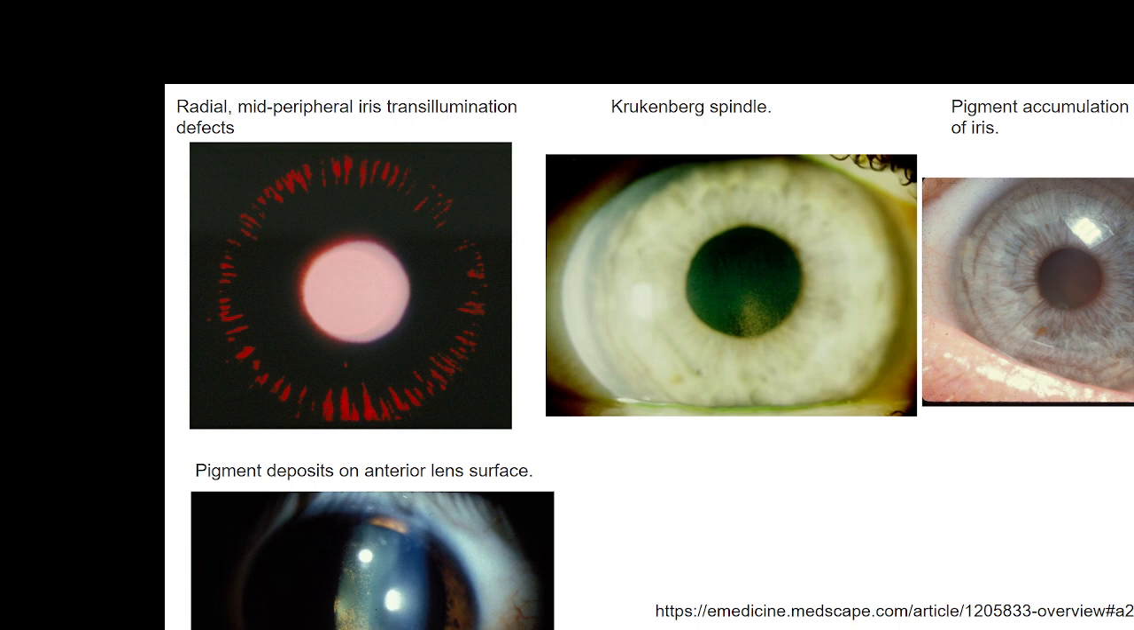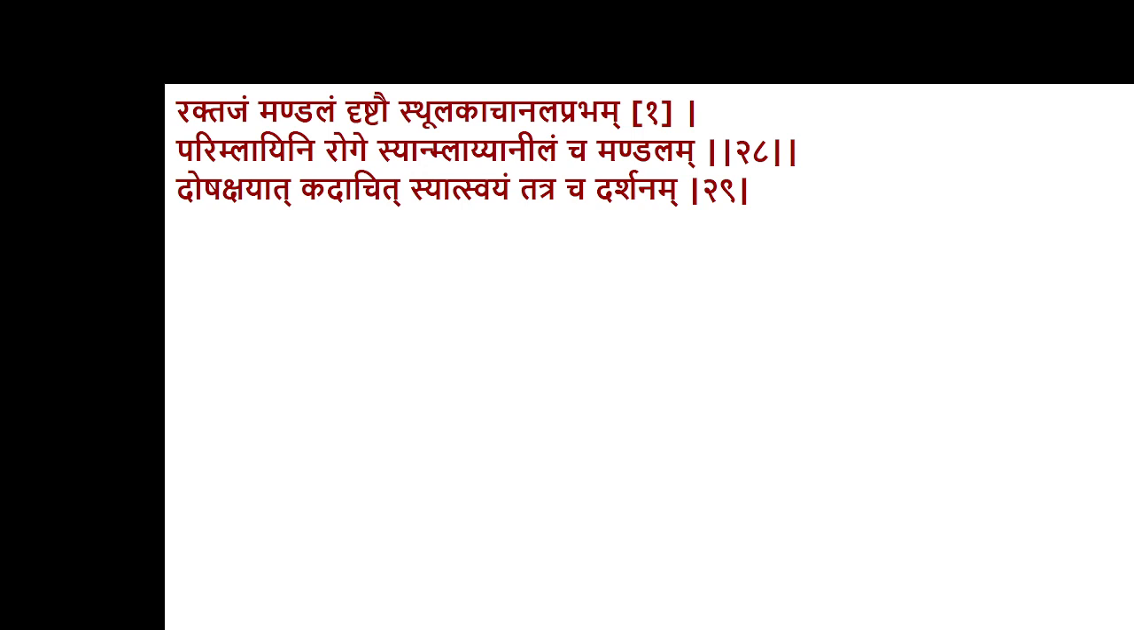In all these conditions, the patient may have different sorts of vision abnormalities. Almost the majority of the conditions would have almost the same symptoms as those of glaucoma, where the vision would be tunnel vision and the field of vision becomes constricted. Or there could be different appearances of the colors too. And these are established disease conditions as such. Now, Sushruta again further describes the same. Rattajam mandalam drishto sthula kacha anala prabham parimrayini rogesya the mlayi anilam cha mandalam doshakshaya kadakshaya swayam tatrachadarshanam.